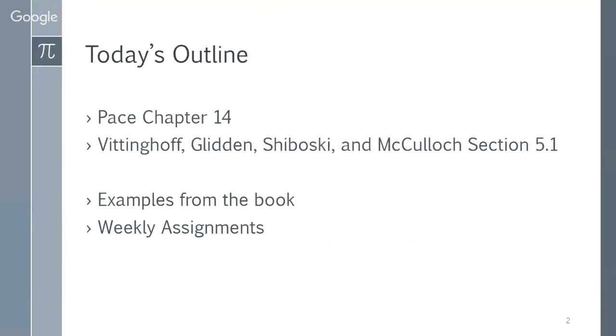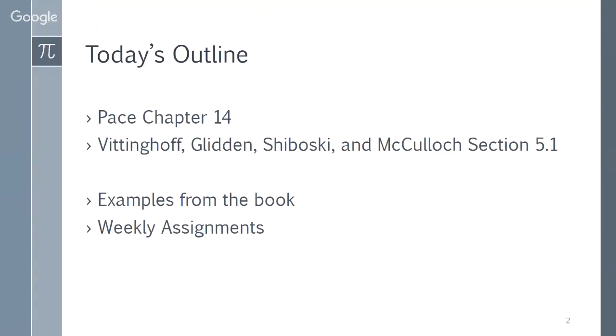So a quick outline for today. Gersman doesn't actually talk about logistic regression at all, so we have two other required readings. We have the PACE chapter and then Vittinghoff, Glidden, Shiboski, and McCulloch, which has a whole chapter on all kinds of advanced stuff. Just read section 5.1.